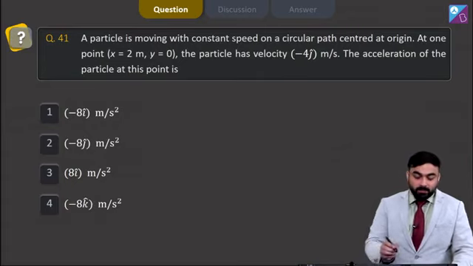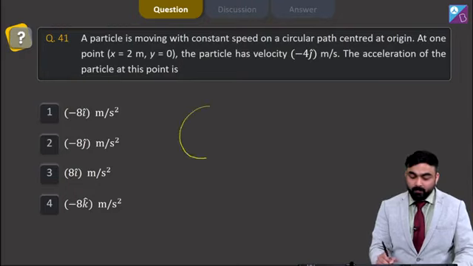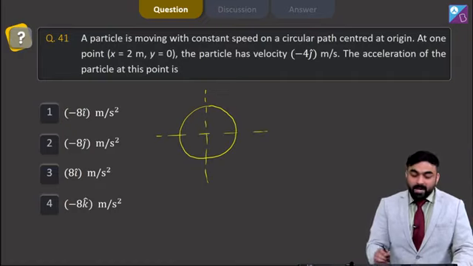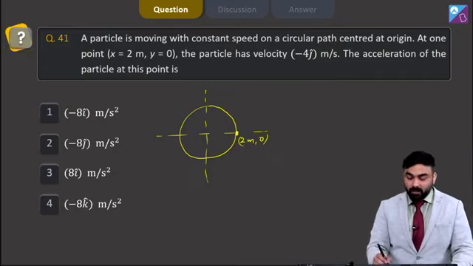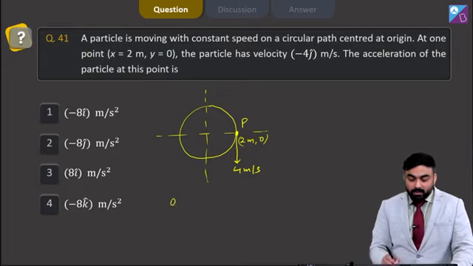Question number 41 says, a particle is moving with constant speed on a circular path centered at origin. At one point, x is equal to 2 meter, y is equal to 0. The particle has velocity minus 4 j cap, so it is in this direction, minus 4 j cap. The acceleration of the particle at this point is, so we need to calculate the acceleration of the particle at point P. We know centripetal acceleration is given by v square by r.